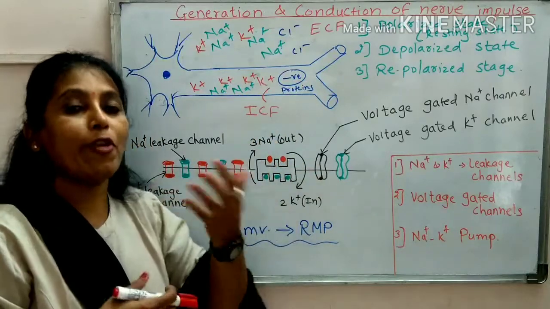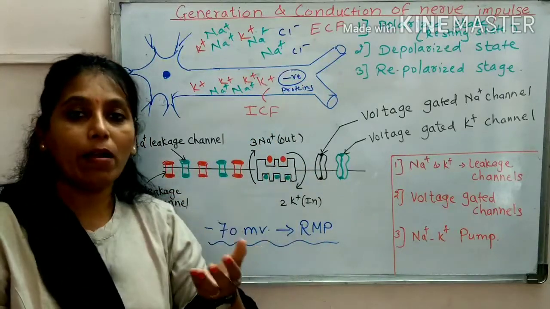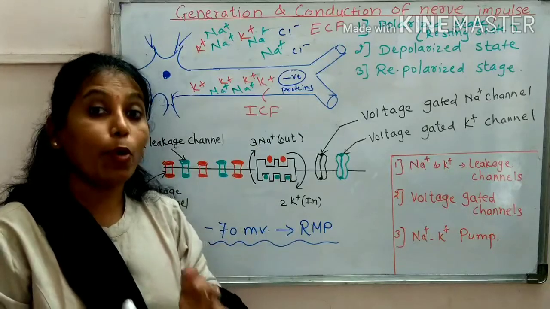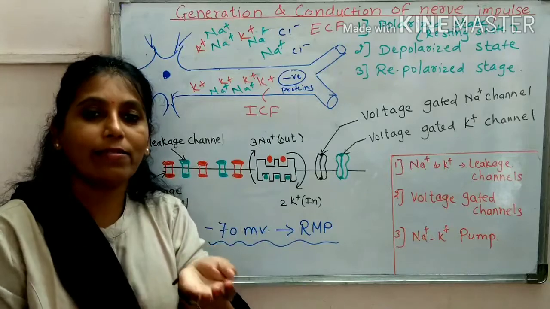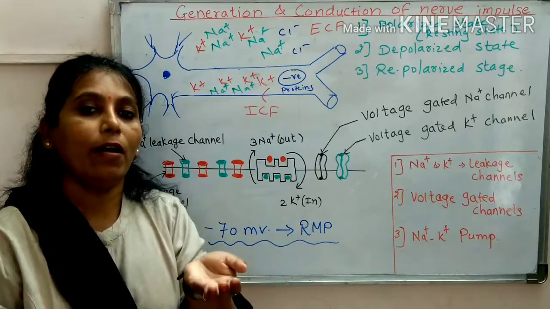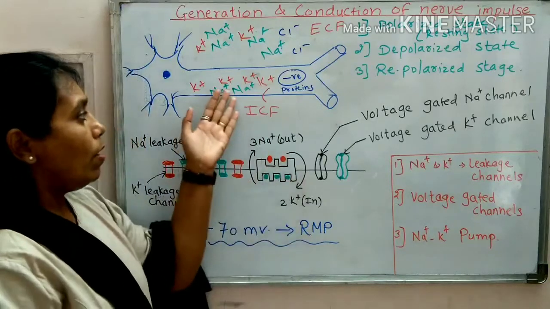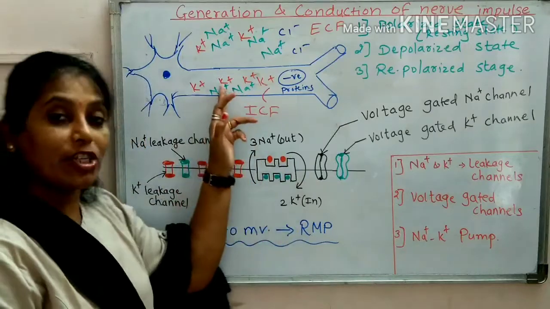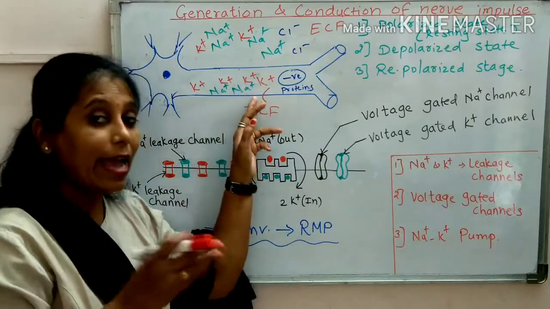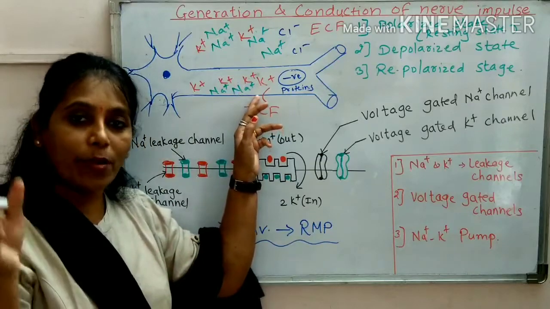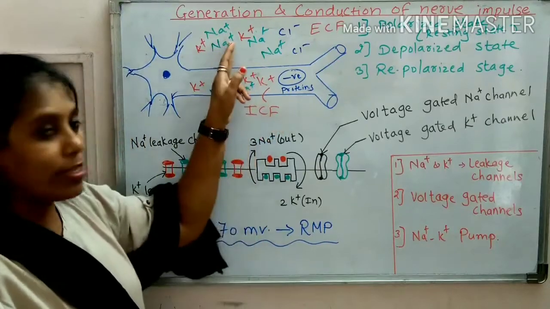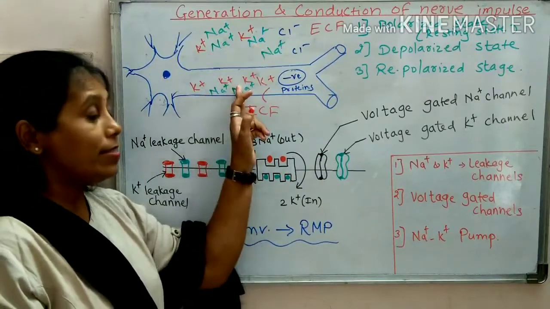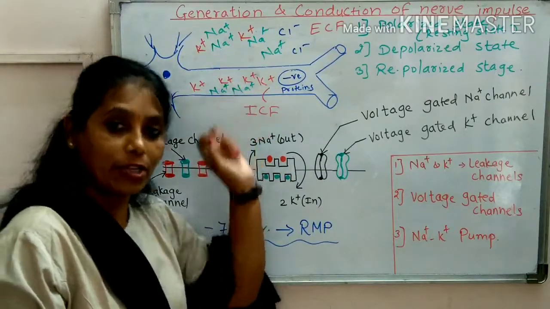To remember this, you can remember the salty banana. A banana contains a lot of potassium, so potassium is present inside, and as I said, salty means sodium chloride, which is present outside. So here I have drawn more sodium outside and more potassium inside.